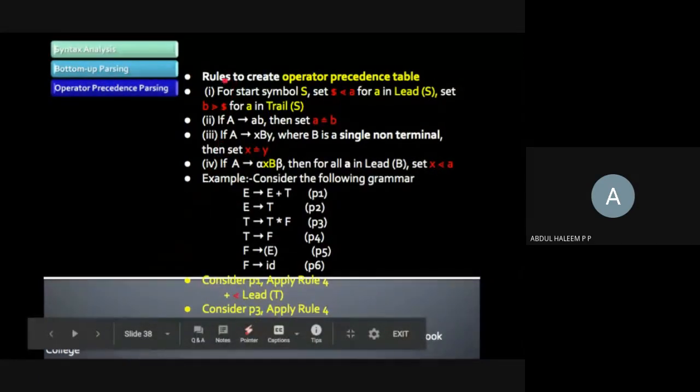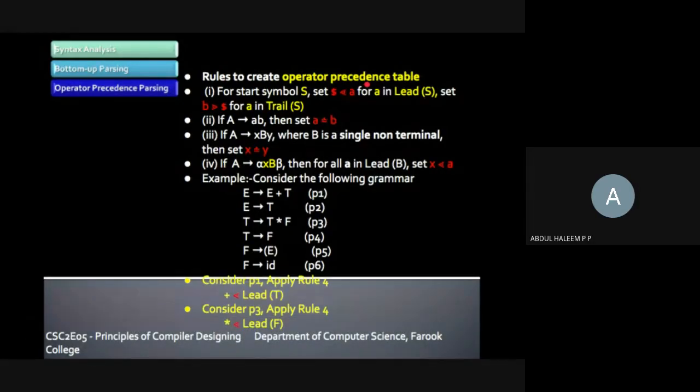So you can write the subheading as "Rules to create operator precedence table". Please write the first rule. For a start symbol S, set $ < A for all A in Lead(S), and set B > $ for all B in Trail(S). This is B.